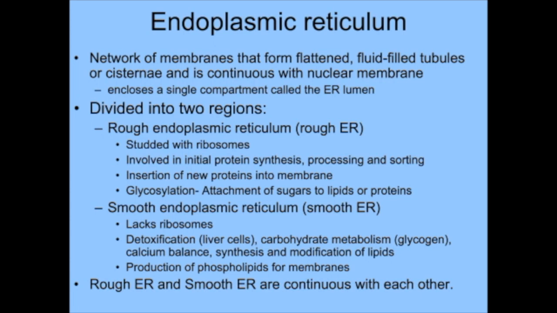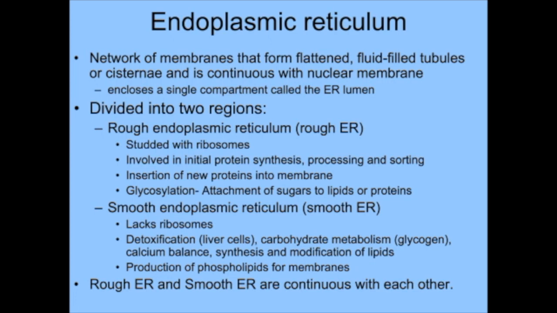From there, we move further away from the nucleus, still part of the endoplasmic reticulum, but we no longer have ribosomes embedding, and proteins are moving through the lumen of the endoplasmic reticulum from the rough ER to the smooth ER. And the smooth ER has no ribosomes, and a primary function of the smooth ER is actually detoxification. You see this a lot in liver cells. We produce glycogen in the smooth ER, which is carbohydrate metabolism.